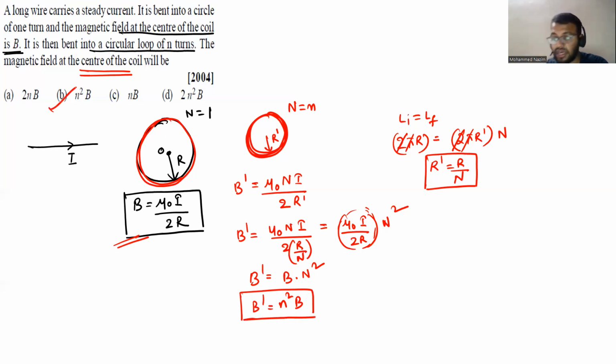Therefore, option number D. Here you need to make sure that you are preserving the length. That is the idea here. Length is conserved, and with that only 2 pi r equal to 2 pi r dash into n. With that, you will calculate the new radius.